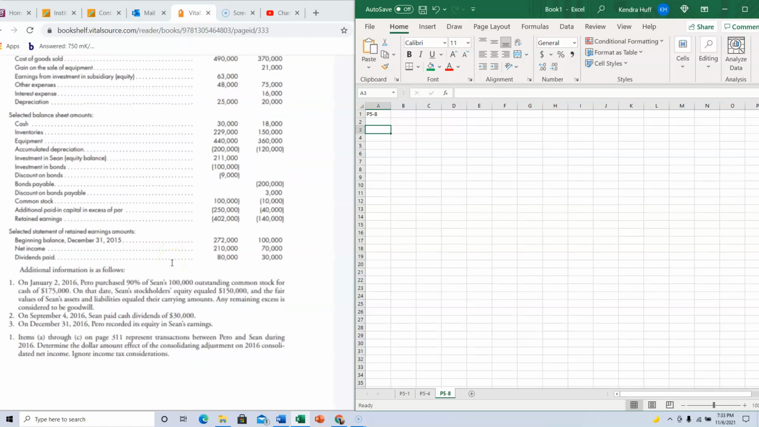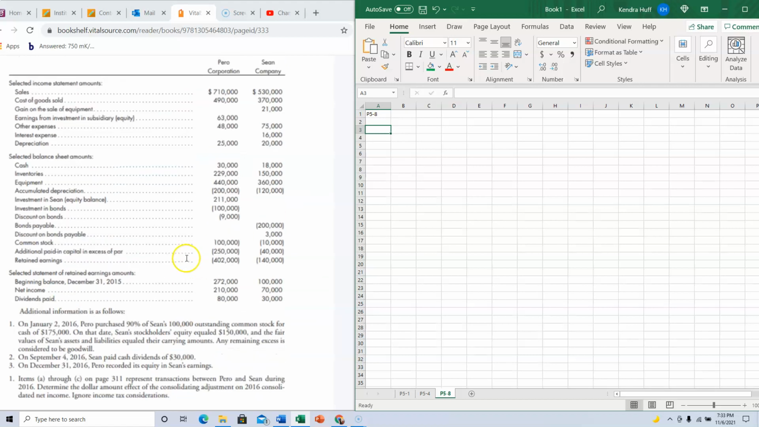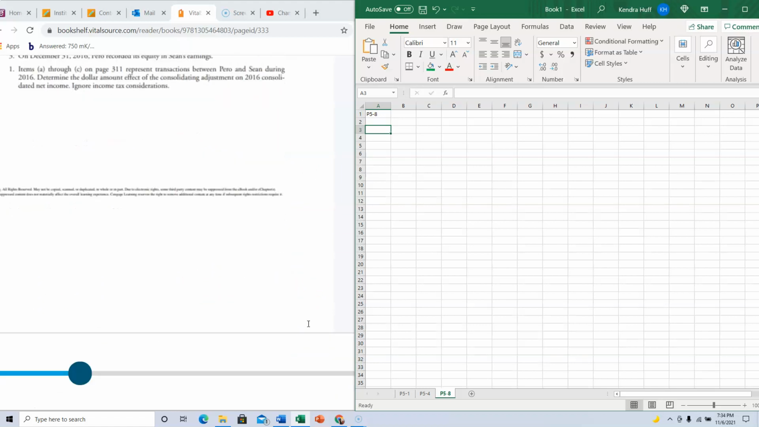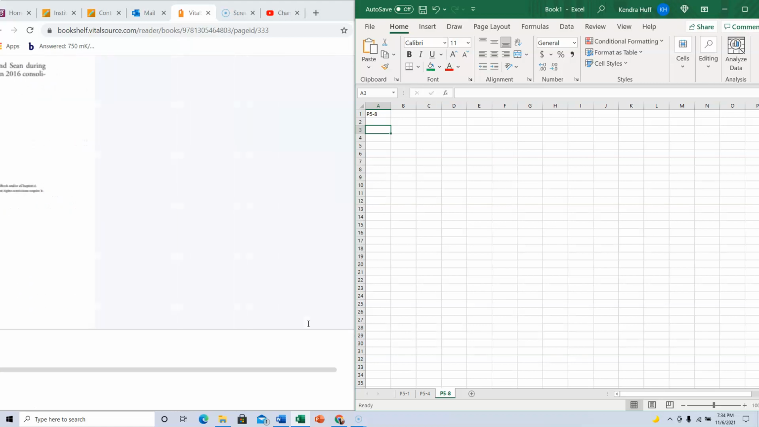All right, items A through C on page 311 represent transactions between Petto and Sean during 2016. Determine the dollar amount effect of the consolidating adjustments on 2016 consolidated net income. Ignore income tax considerations. All right, so these are their separate income statement items before any adjustments have been made. And let's see what they tell us on the next page.